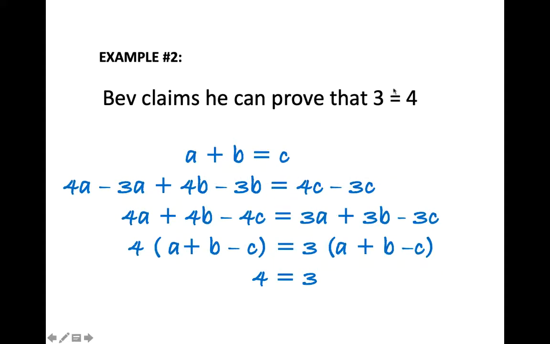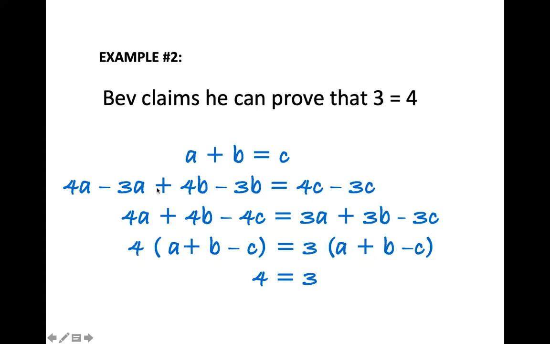Bev claims that he can prove that 3 is equal to 4. So he makes a premise, A plus B equals C. Now, we don't know what A is, we don't know what B is or C, but we can take this at face value and just say, okay, if you tell me that A plus B is equal to C, that's where we'll start.